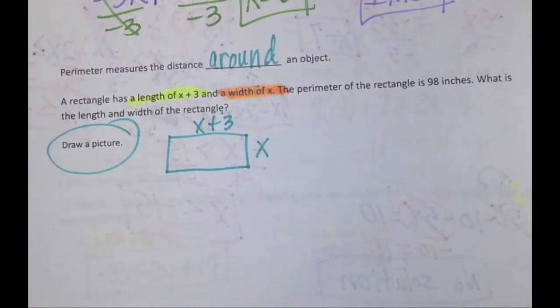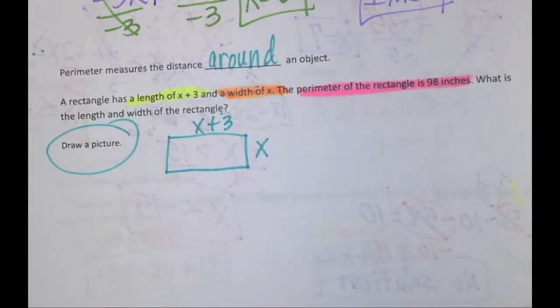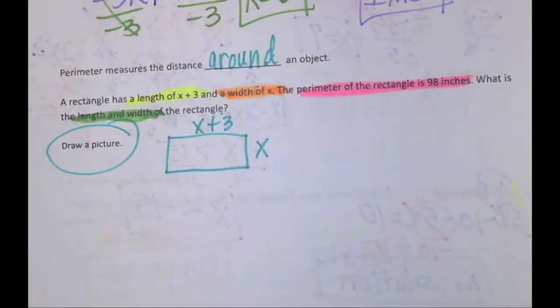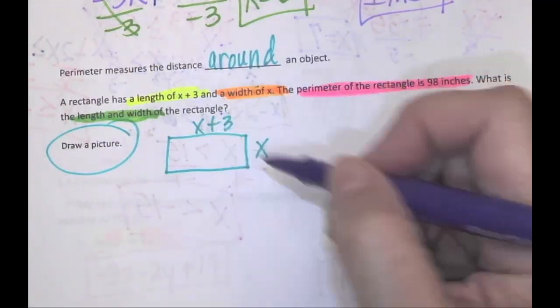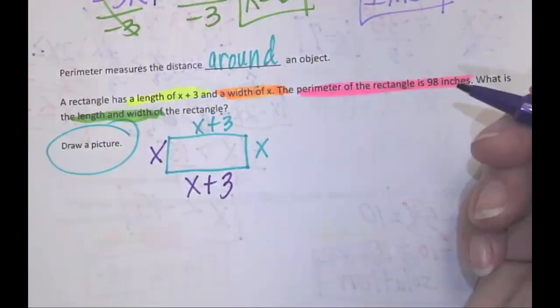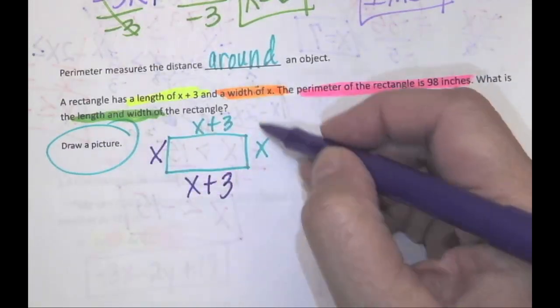It's not going to change your answer. The perimeter is 98 inches. What is the length and width? Okay, we can't find the length and width till we find x. We always have to find x. How do you get perimeter? You add up all the sides. Well, the reason I wanted you to draw the picture, the rectangle does not only have two sides. We need to mark this one and this one. Now I can get perimeter. I can add all four sides.